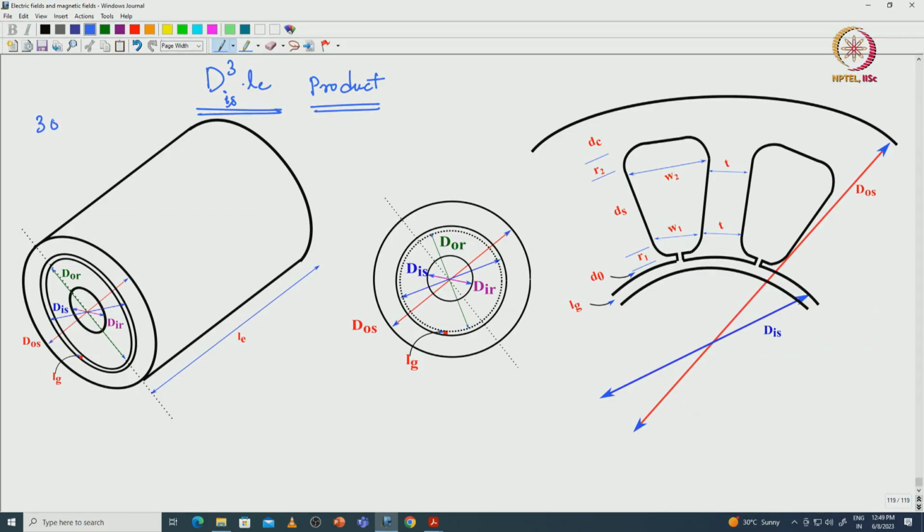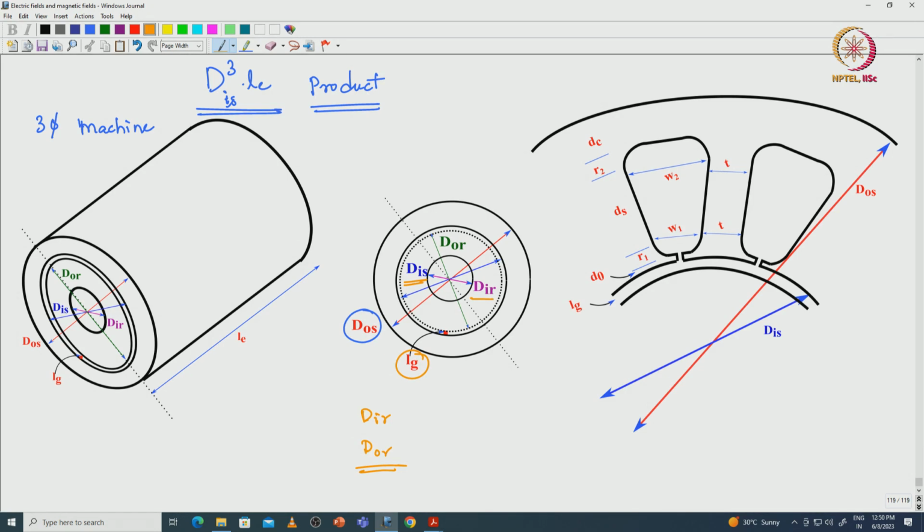Let us consider a 3-phase machine. We can see here a 3-phase machine having an outer diameter of d0s and inner diameter dis, and the inner diameter of the rotor is nothing but dir, and d0r is the outer diameter of the rotor, okay, and Lg is the air gap length.